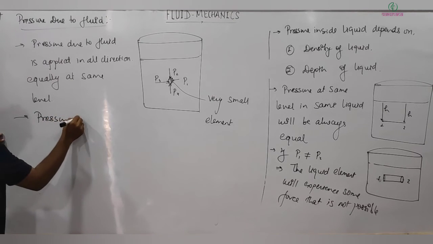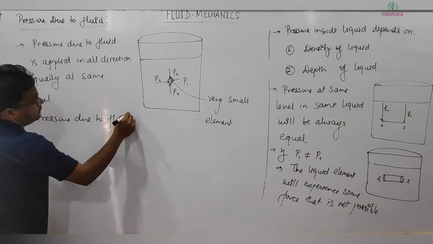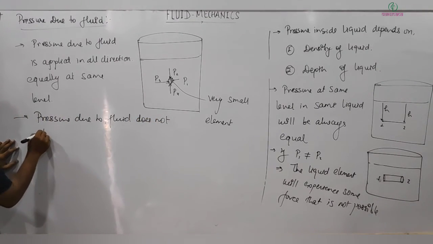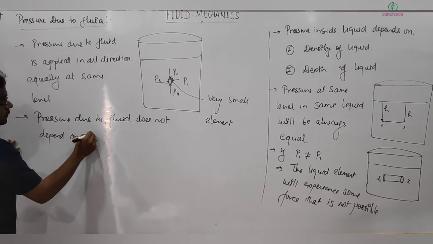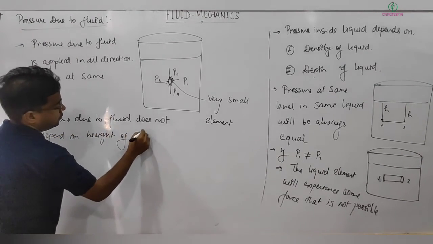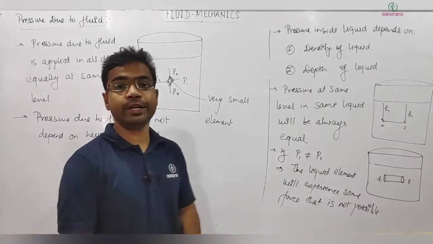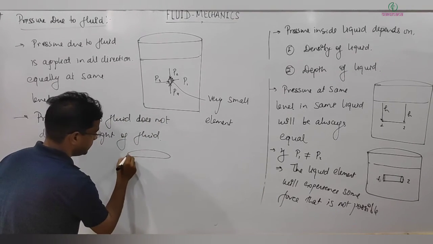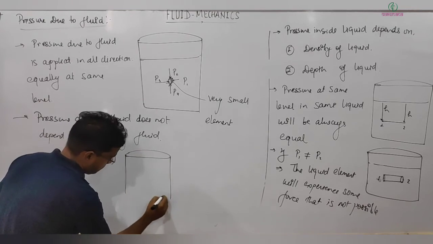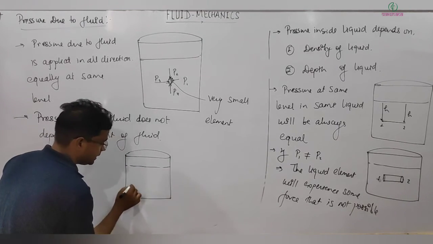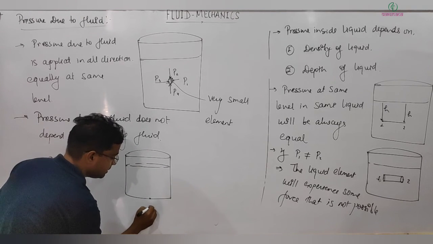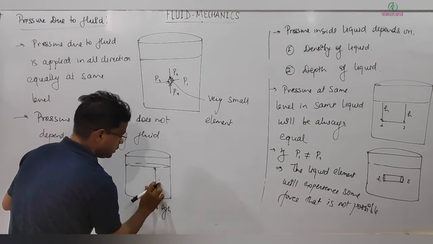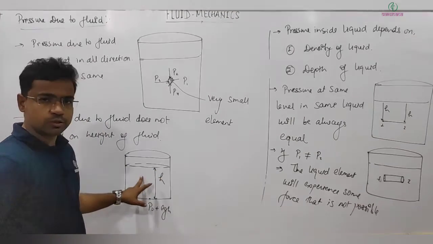And pressure due to fluid does not depend on weight of fluid. It can be even greater than weight of fluid. Just consider the situation here. So this is one container, and at this point pressure will be P naught plus rho g h, if h is the height of this. And you can write this will be proportional to its weight.